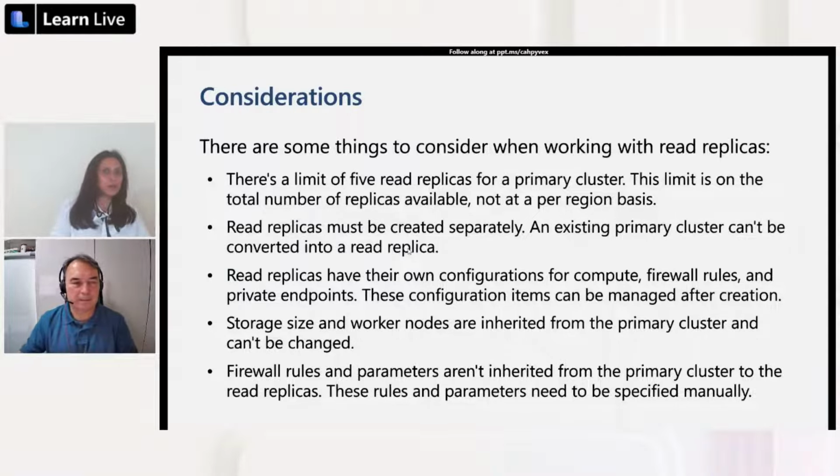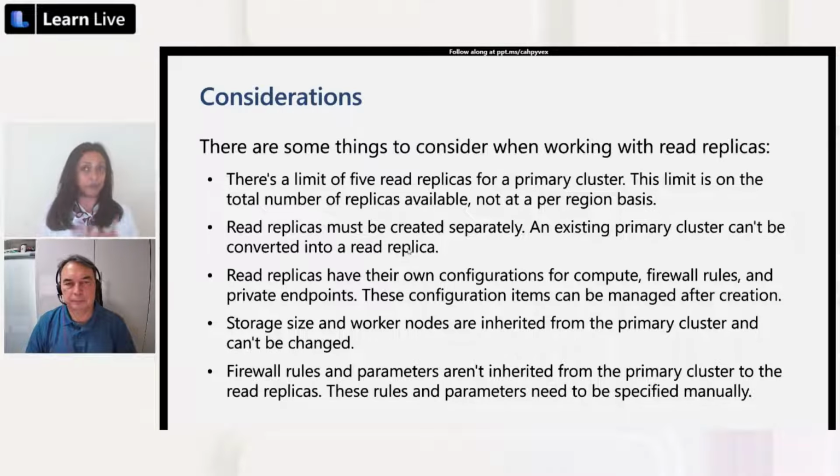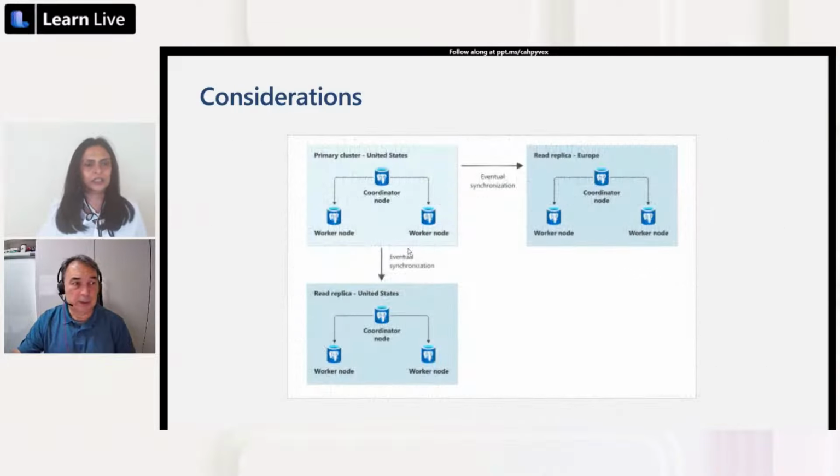So one of the points to note is that while you can change the firewall rules and the parameters and stuff like that, the storage size and the worker nodes are inherited from the primary cluster, and that cannot be changed. But you can, however, change the other rules and the parameters for the secondary or the read-only replicas. And that's really the entire theory.